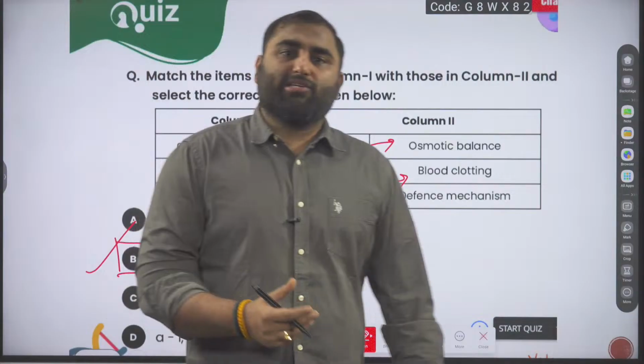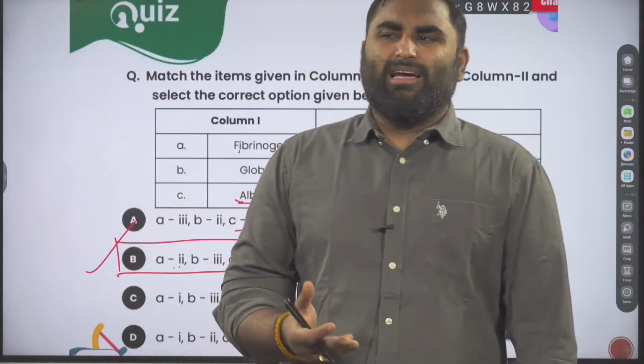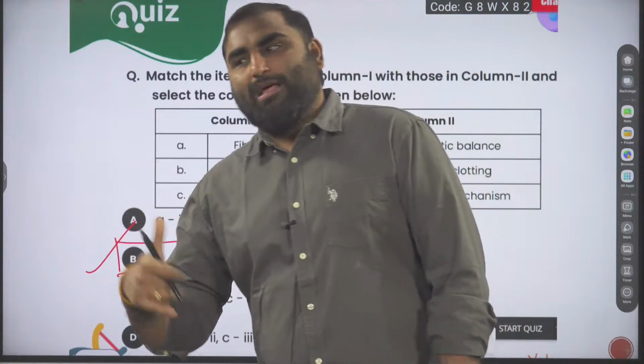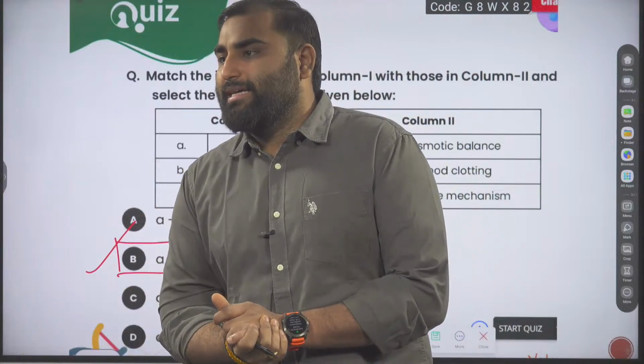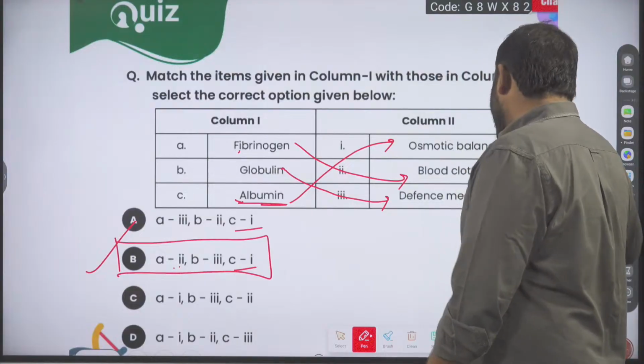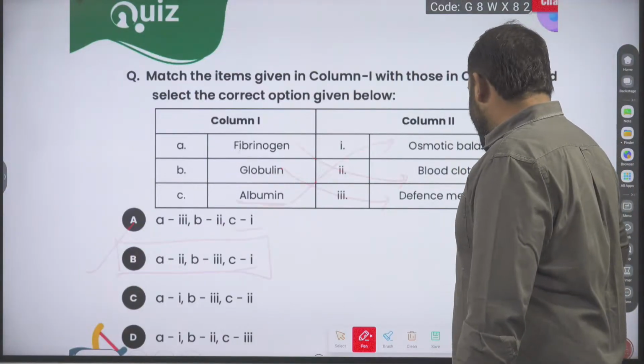So such questions are expected in the NEET exam. In fact, it might be a PYQ also. Probably these plasma protein functions were asked in a previous NEET exam as well. So this is our answer. Now quickly, I can see many of you are awake.